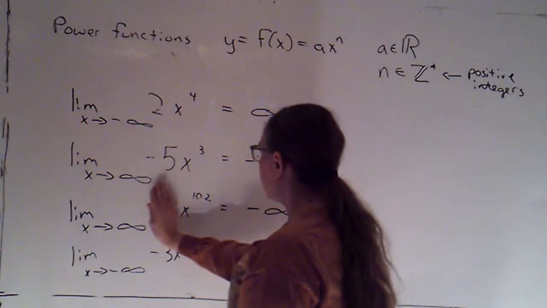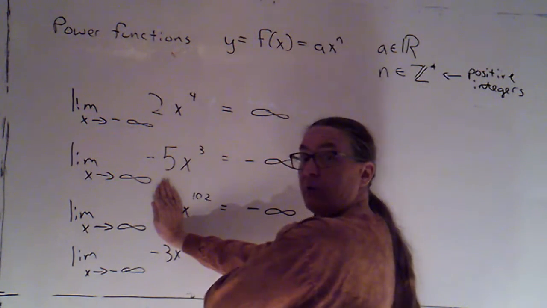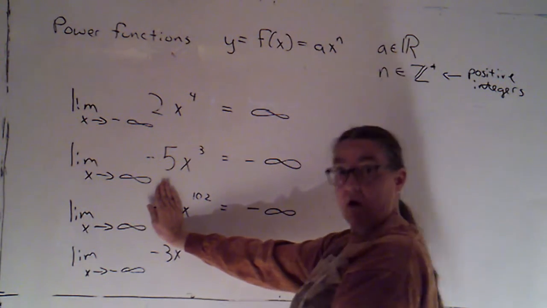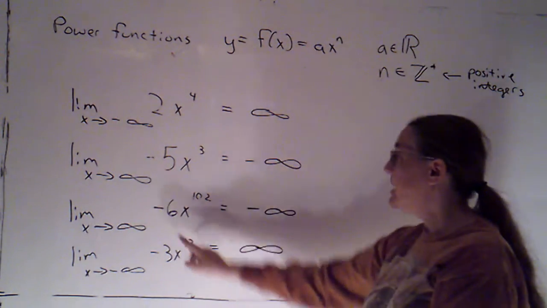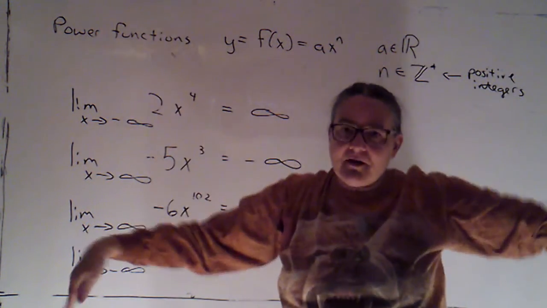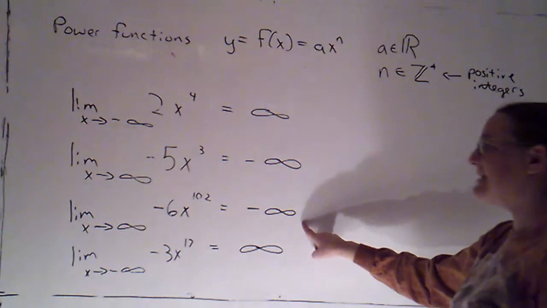Here, we're looking at an even power of x. As long as we're going to infinity or negative infinity, that power is going to positive infinity. But we're multiplying by a negative number, so instead of going up on both sides, it's going to go down on both sides. It's going to negative infinity.